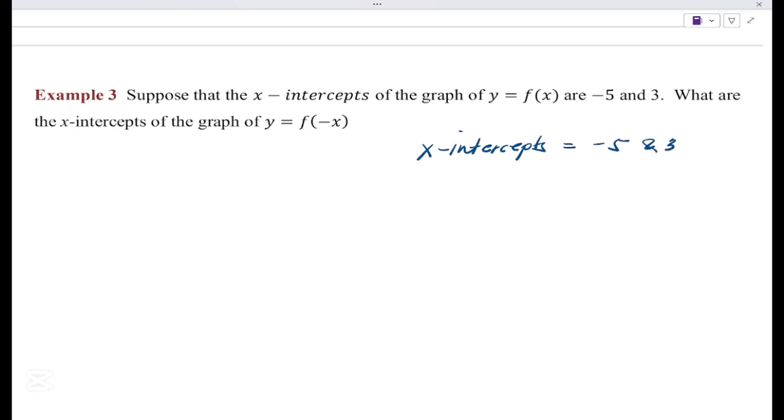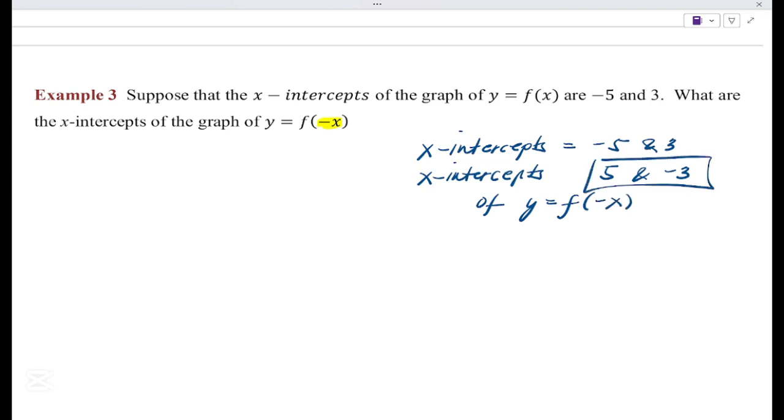So to find the x-intercepts of the function f of negative x, we know that with this negative x, there's a reflection about the y-axis, and the effect in the function is multiplying negative in x. So we multiply negative 1 by negative 5, it will give us 5, and 3 multiplied by negative will give us negative 3. So these are the x-intercepts of the function y equals f of negative x: 5 and negative 3.